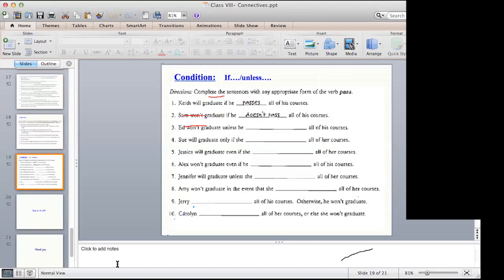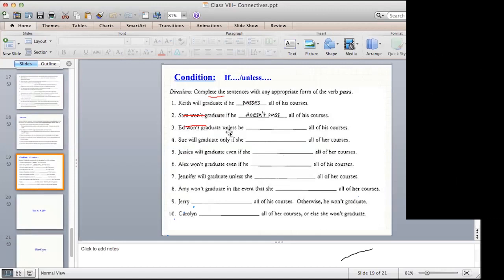Okay, so look at this one here. Ed won't graduate unless he... Because we have won't graduate unless he, we need passes here. He passes, because he pass plus es. Why? Because not is here. If we don't want to use affirmative, we can use if. So if he doesn't pass, he won't graduate.